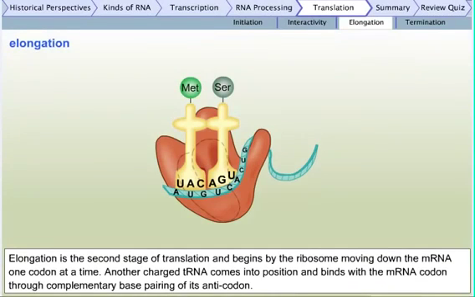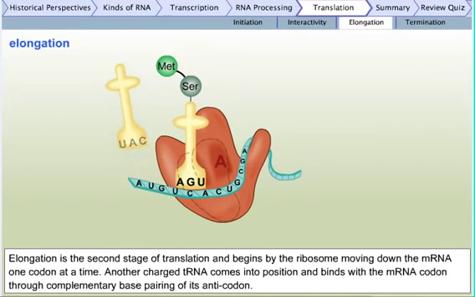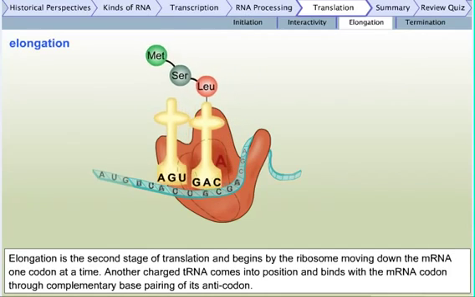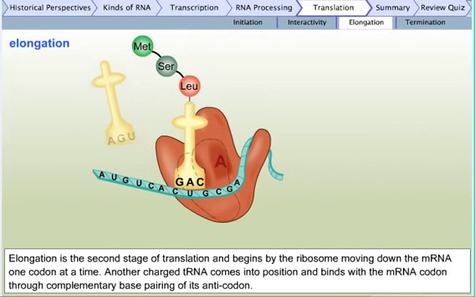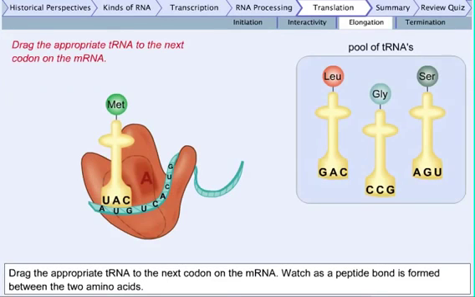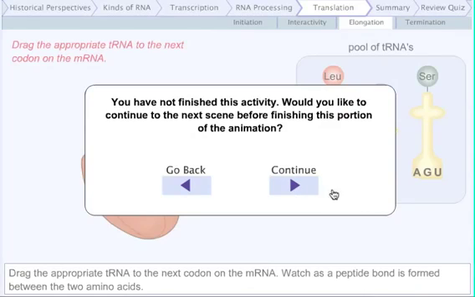Elongation is the second stage of translation and begins by the ribosome moving down the mRNA one codon at a time. Another charged tRNA comes into position and binds with the mRNA codon through complementary base pairing of its anticodon. Drag the appropriate tRNA to the next codon on the mRNA. You have not finished this activity.